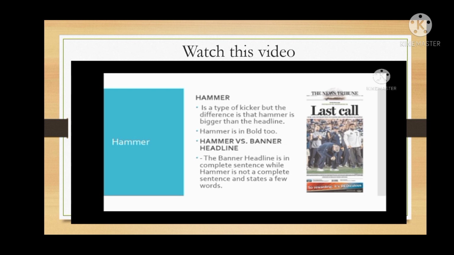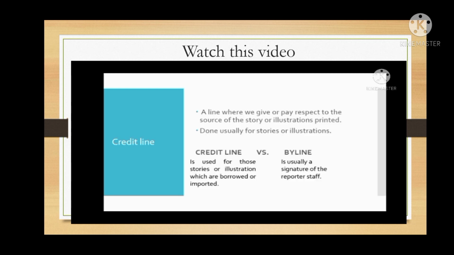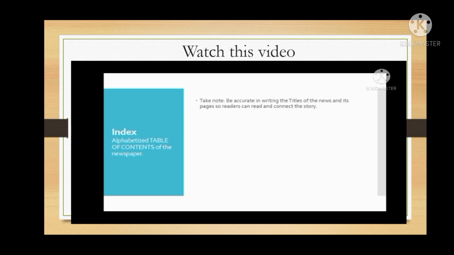Next is the credit line. A credit line is a line where we give or pay respect to the source of the story or illustrations printed. It is usually done for stories or illustrations. Now, the difference between the credit line and byline is that credit line is used for those stories or illustrations which are borrowed or imported, while byline is usually a signature or a name of the reporter or staff.